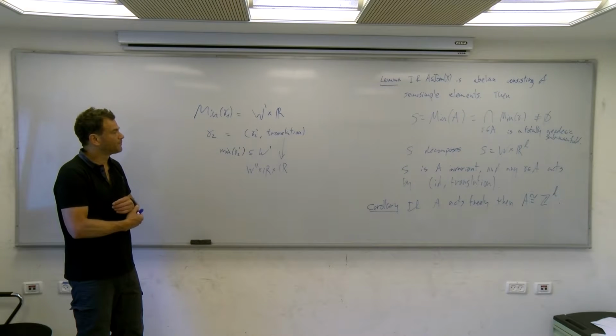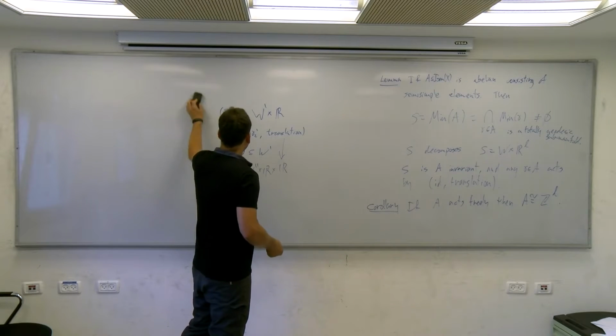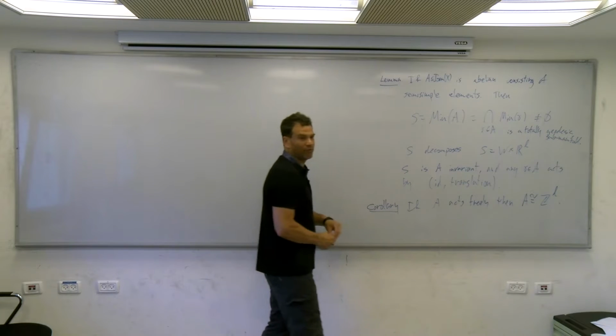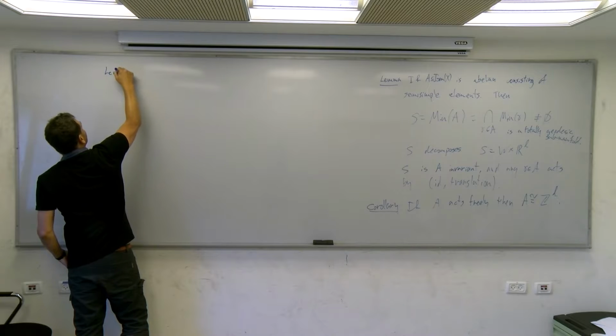Very easy to understand. Now, what happens if the group does not consist of semi-simple elements? So then there is another lemma.